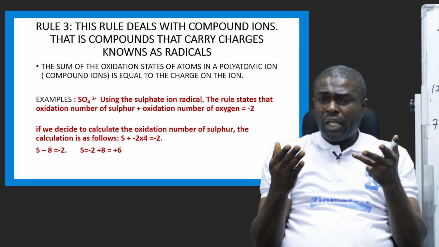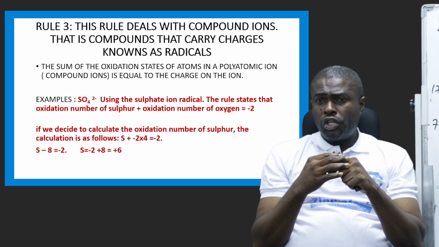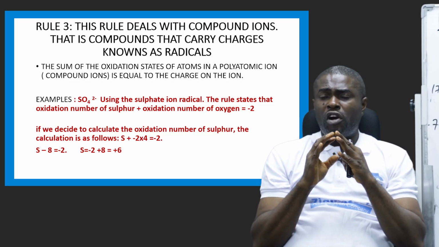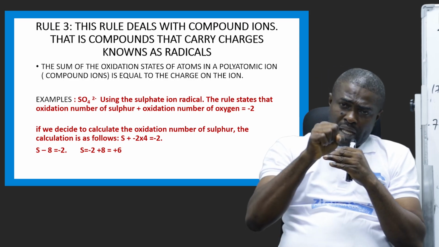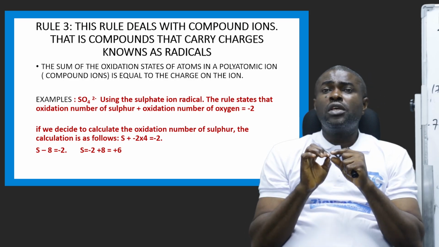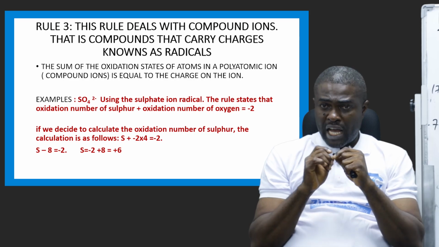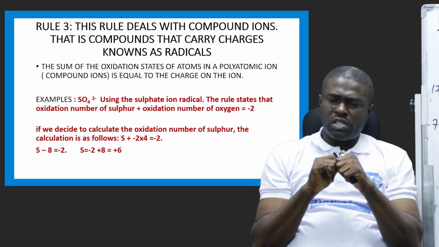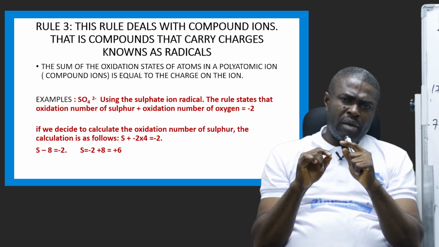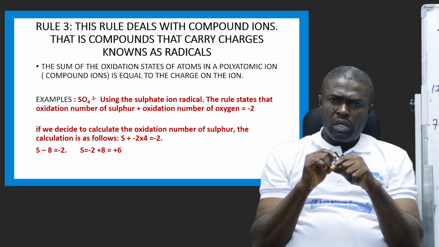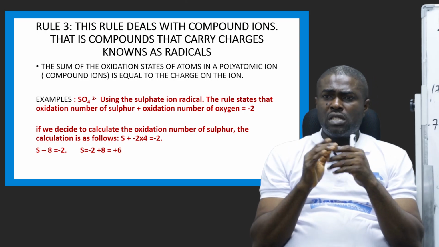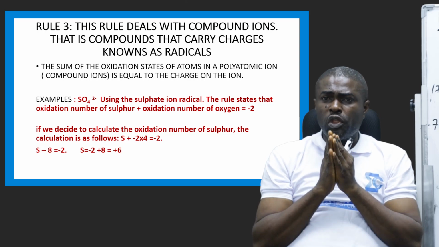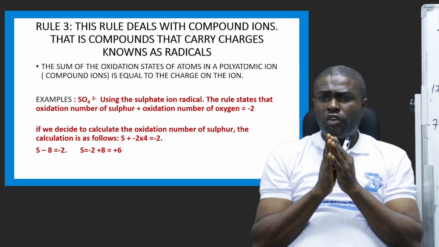How do we face this kind of compound? I mean, its oxidation number. The rule now says, add or sum the oxidation number of all the elements that make up that compound, and then equate it to what? To the charge it carries. What does that mean? I have sulfur, I have 4 atoms of oxygen, and all of them possess the charge 2 minus. So what it's trying to tell us is this: oxidation number of sulfur plus oxidation number of oxygen should give us equals to -2.